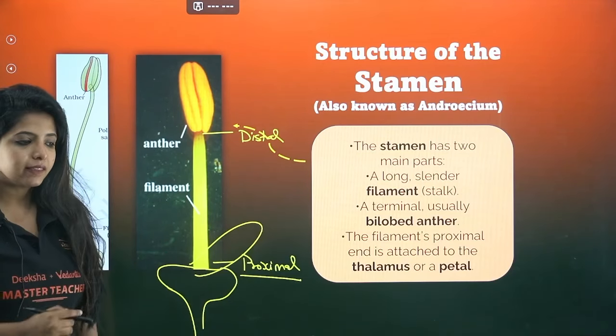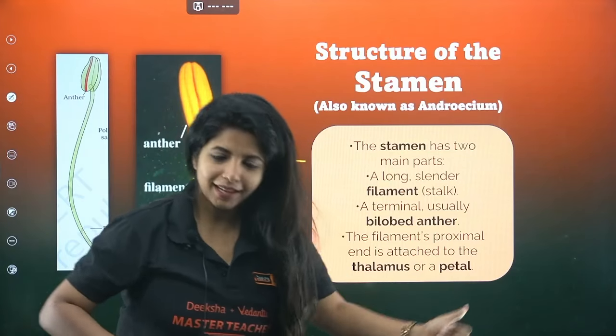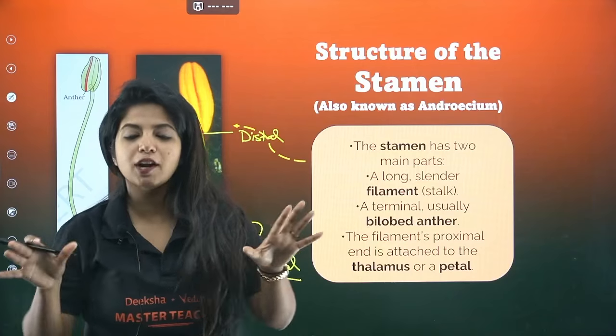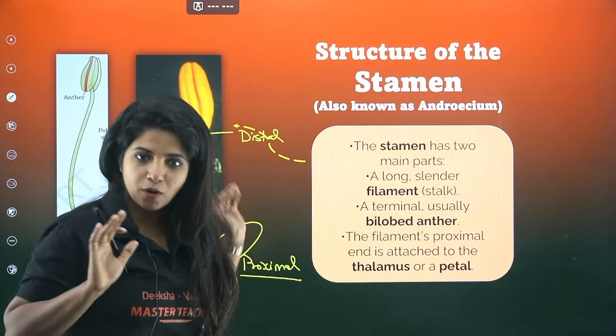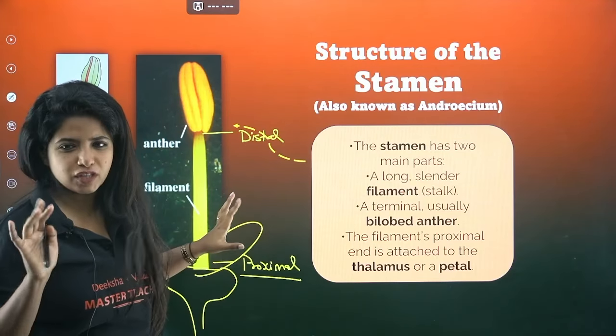So question came that the proximal end of the filament is attached to what? Anther, or thalamus, or petal, or you had options like that. Okay, so this point is super important for you to remember. So proximal here, distal here. Fine. Done. So this is the common structure of stamen that we have.